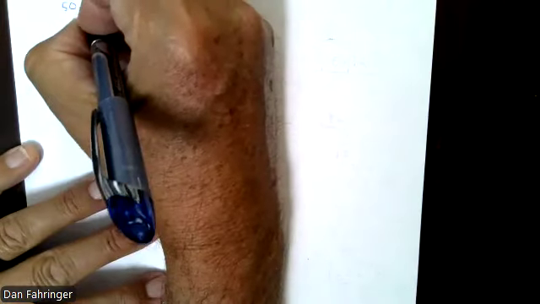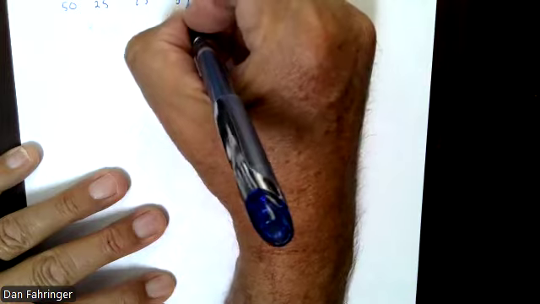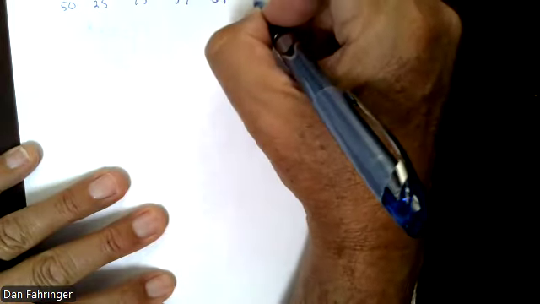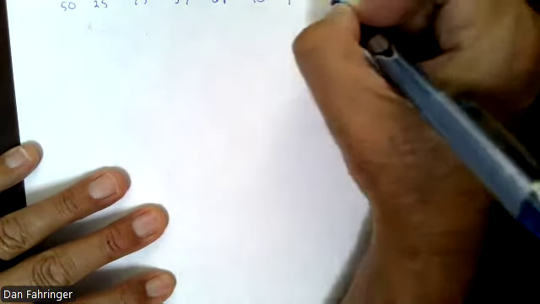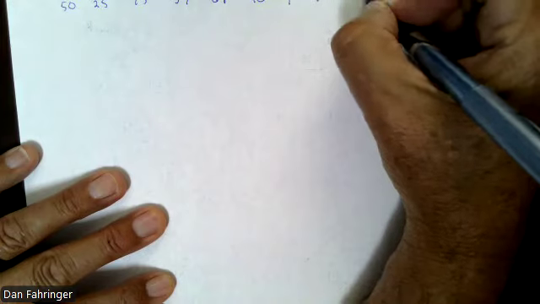List of numbers, example number 2: 50, 25, 75, 37, 68, 49, 42, about 70, and 76.